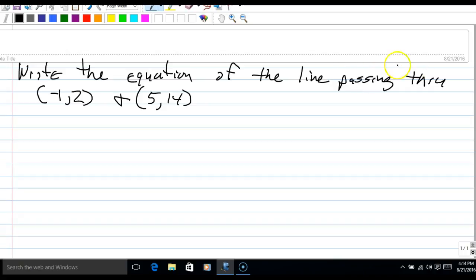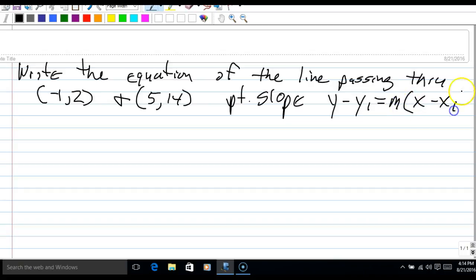So I'm going to use the point-slope form of the equation, which is y minus y sub 1 is equal to m times the quantity x minus x sub 1. Well, I can designate this point to be (x sub 1, y sub 1). It doesn't really matter which one you designate here to be x sub 1 or y sub 1. I could as easily designate this to be (x sub 1, y sub 1).